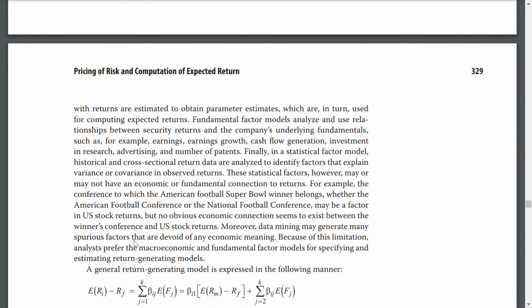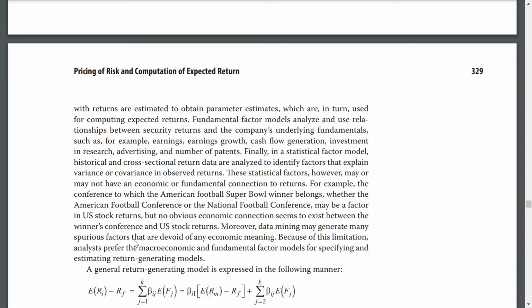Fundamental factor models analyze the relationships between security returns and the company's underlying fundamentals, such as earnings growth, cash flow generation, investment, research, advertising, and number of patents. Finally, in a statistical factor model, historical and cross-sectional return data are analyzed to identify factors that explain variance or covariance in observed returns. These statistical factors, however, may or may not have an economic or fundamental connection to returns.